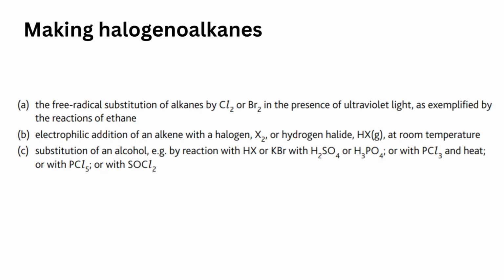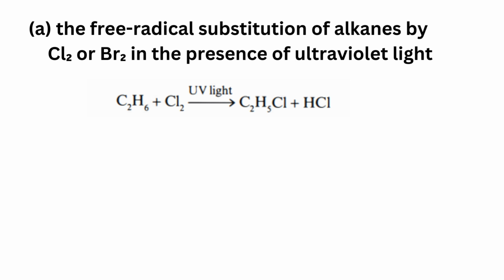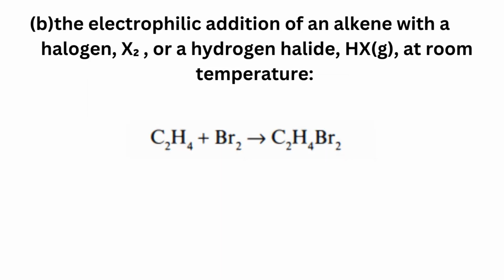Making halogenoalkanes. These are the reactions. We will see them one by one. The first one, free radical substitution of alkanes by chlorine or bromine in the presence of UV light. C2H6 plus Cl2 in the presence of UV light gives C2H5Cl plus HCl. Second reaction, the electrophilic addition of an alkene with a halogen X2 or a hydrogen halide HX at room temperature. C2H4 plus Br2 gives C2H4Br2.